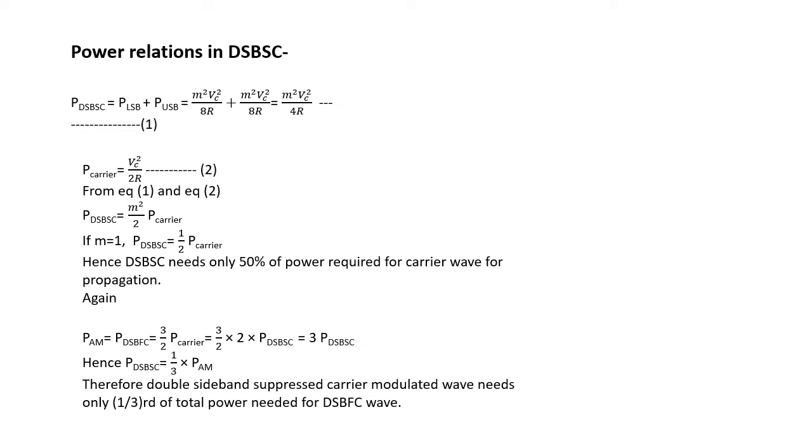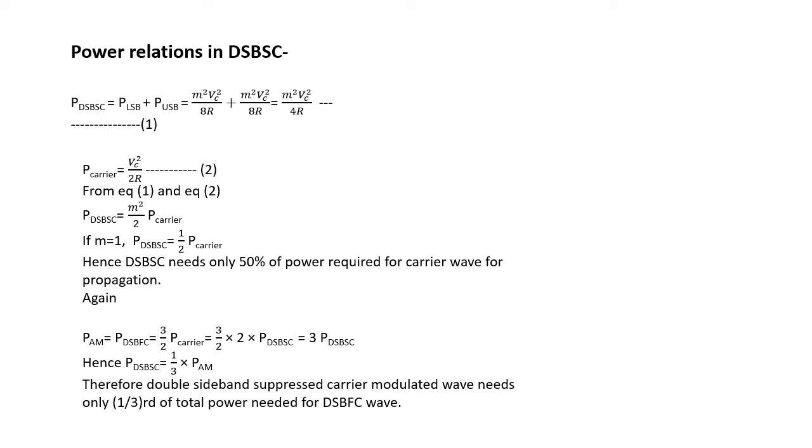The main purpose of developing DSBSC is to save power. By suppressing or removing the carrier component from the amplitude modulated wave, we can save a large amount of power needed for the propagation of the amplitude modulated wave. Therefore, after the removal of the carrier wave, only the lower sideband and upper sideband are present in the DSBSC.